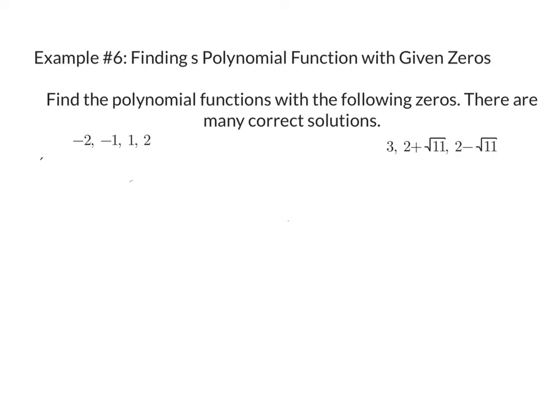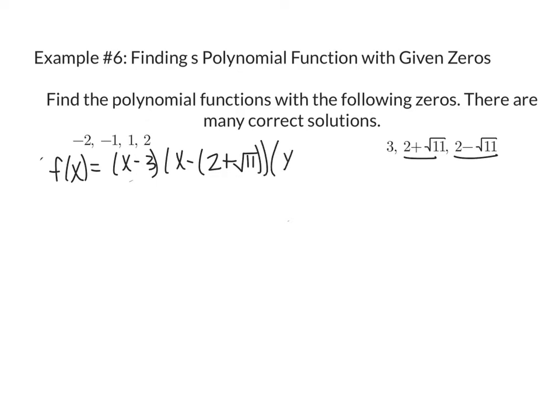Now remember, these are answers. So to get 3, you had to have started with x minus 3. Now, these conjugate ones are pretty tricky, but I don't want you to be tricked by them. Remember, it's always x minus. So this is x minus, and then I'm going to put this in parentheses as 2 plus the square root of 11. And I have another one that's x minus, but this time it's 2 minus the square root of 11.